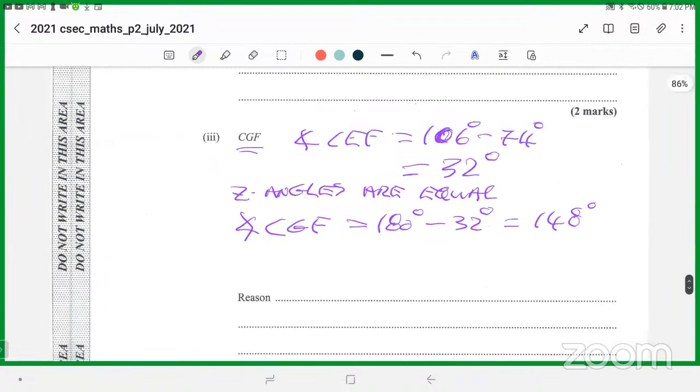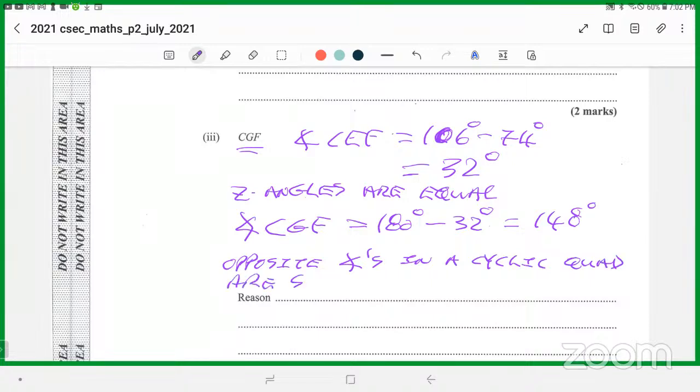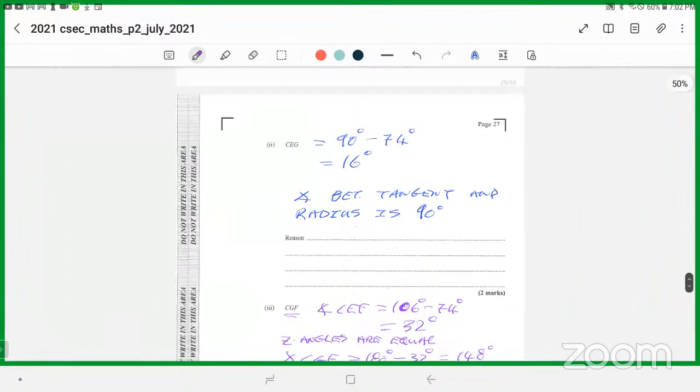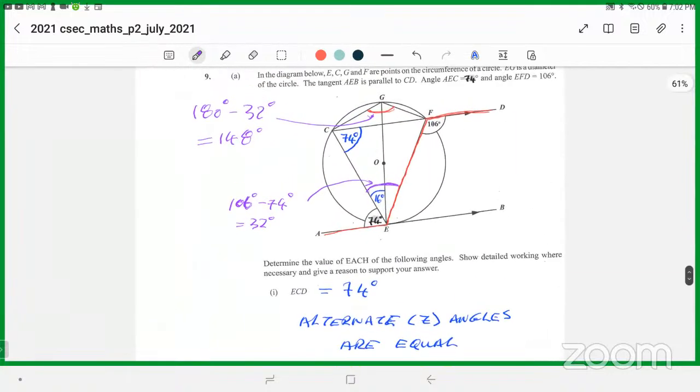That's right. The reason now is because opposite angles in a cyclic quadrilateral are supplementary, which means that they add to 180 degrees. All right, that's that cyclic quadrilateral there. Yes?